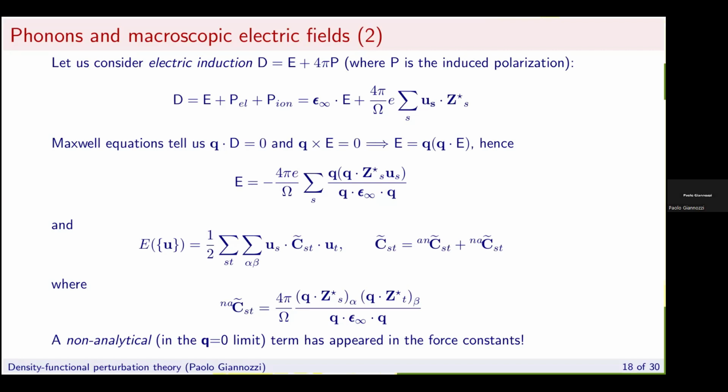And if one considers fields that go like a wave with wave vector q in the limit of zero wave vector, one finds that the electric induction D must be orthogonal to the wave vector, and that the vector product of q with the electric field must be zero due to Maxwell equations. And this implies that the electric field must be longitudinal, that is, it must have the same direction as the wave vector q.